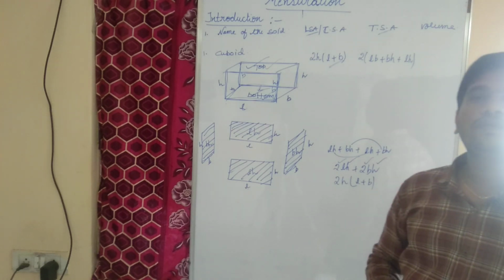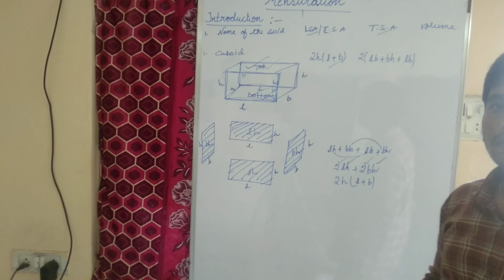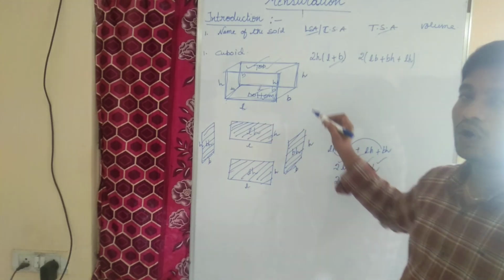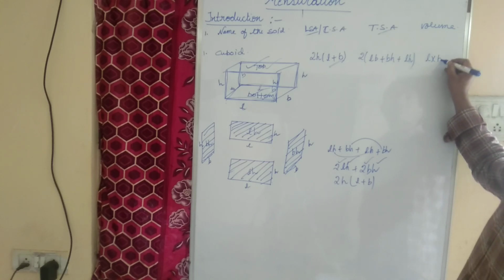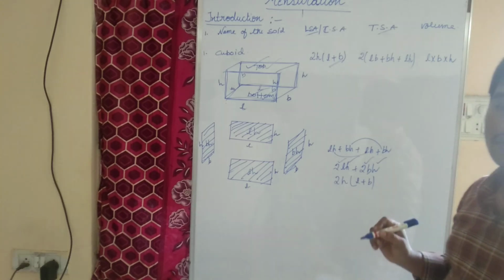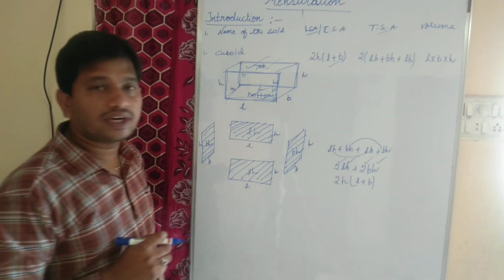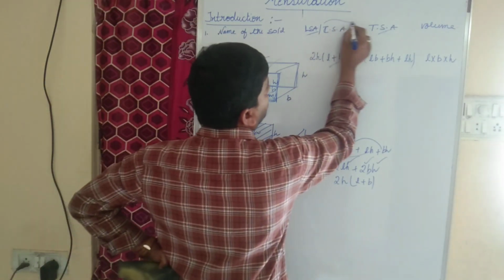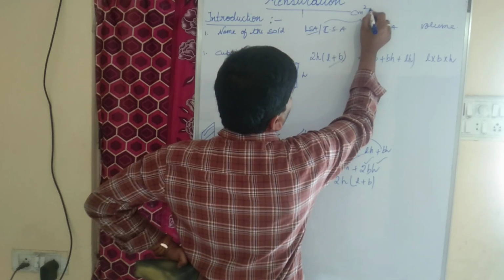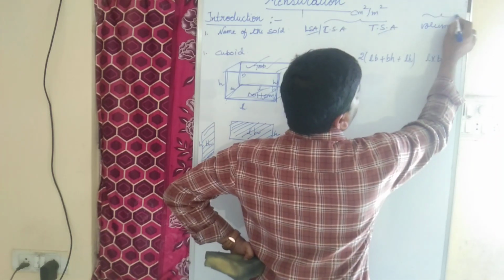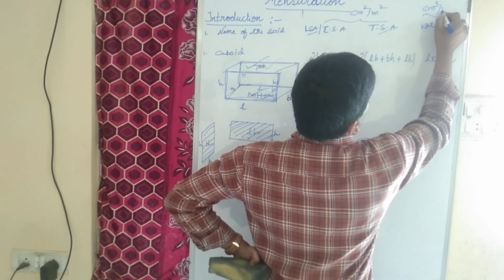And what is the volume of a cuboid? Volume of a cuboid is length into breadth into height, all the three measurements, l into b into h. Okay. And one more important point is here. The unit for area is either centimeter square or meter square, and the unit for volume is either centimeter cube or meter cube.